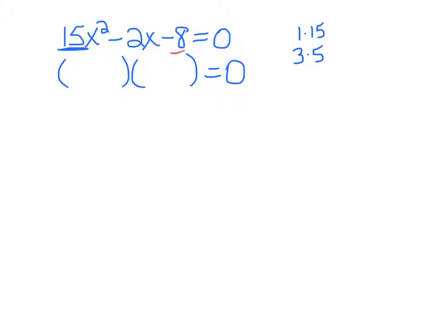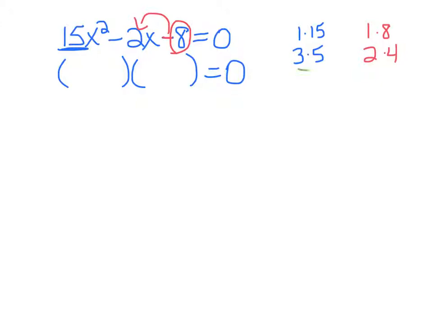Now we have to look at C, our constant term, and say what are the factors of 8? Well, we could use 1 times 8, or we could use 2 times 4. Now, because your end term is negative, these have to multiply together in such a way as to subtract to give you the middle term. Alright, so we have to figure out what we're going to use.